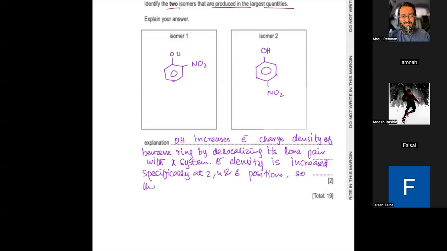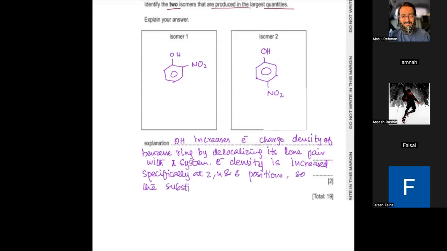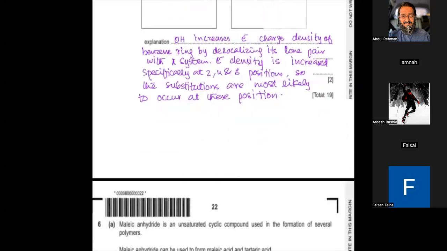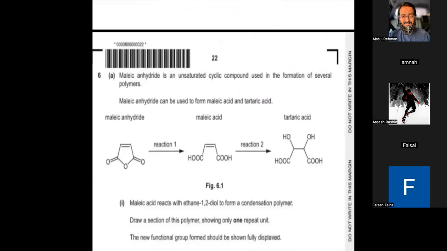So the substitutions are most likely to occur at these positions, and that's why the isomers which are formed are at these positions. Is this clear to all of you? I think this paper is easy. Its threshold is going to be around 65 to 70 for A.